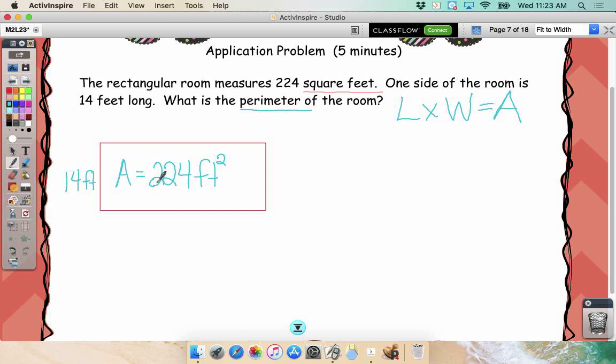So, do I know how to figure this out? Yes. Here's what I know. I know the length is 14, and I know the area is 224, and I got to figure out this part right here. So how do I do it? You divide 224 by 14. You're going to have to divide. And this is going to be long division, isn't it? We can't do that in our head. So 224 divided by 14.